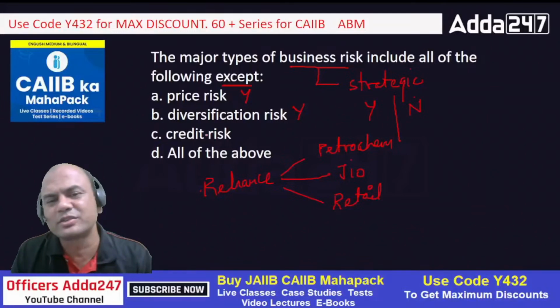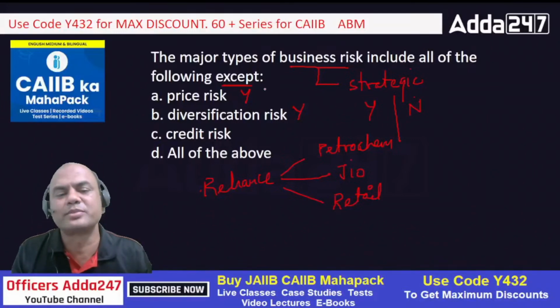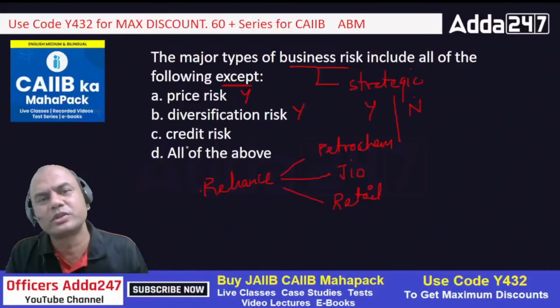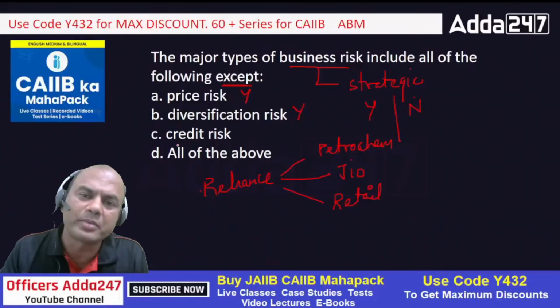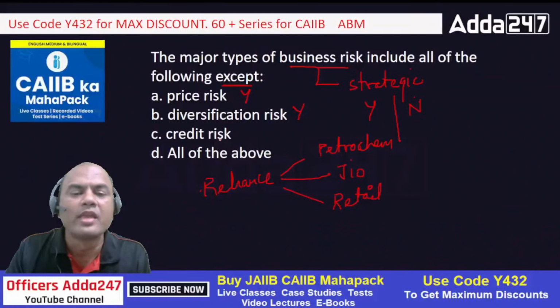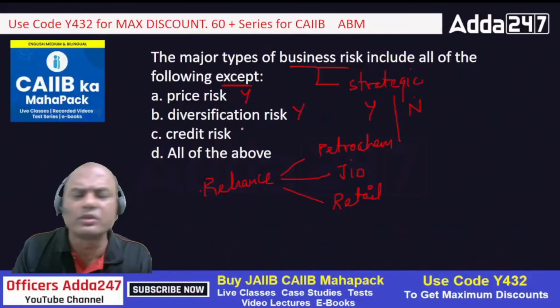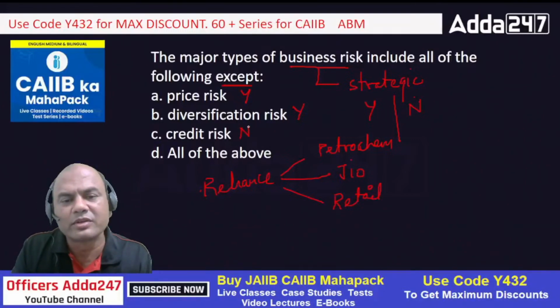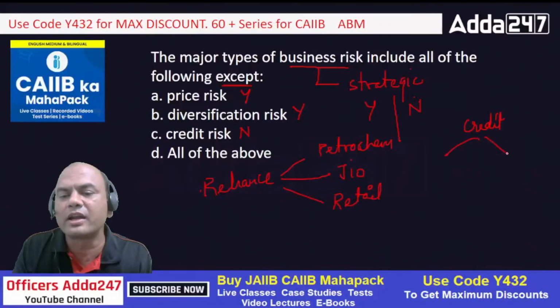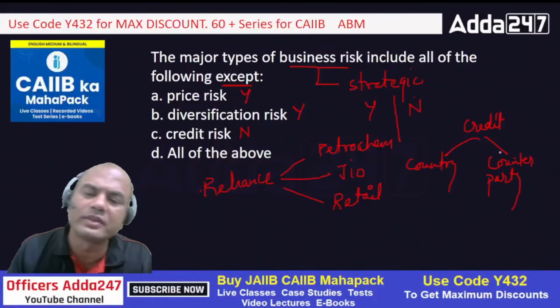Credit risk is not a part of strategic risk, because after all, what is credit risk? I give a loan to somebody and that person is not paying back, okay? That's the only way. So will this be a strategic risk? No, not at all. Credit risk, I have told you earlier also, is of two types only: country risk and counterparty risk. So credit risk has to do only with giving loans.